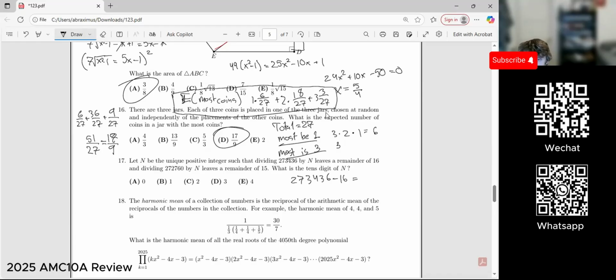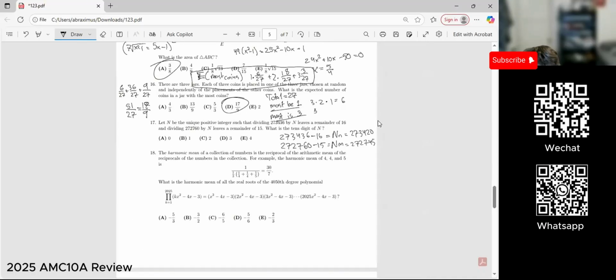273,436 minus 16 is a multiple of n. So I'm going to say big N times little n. And 272,760 minus 15 is also a multiple of n. So I'm going to call that little m. This number right here is 273,420. And this number right here is 272,745. Now, we would like a 2-digit number dividing both of these things. Let's look at the greatest common divisor of these 2 numbers right here.